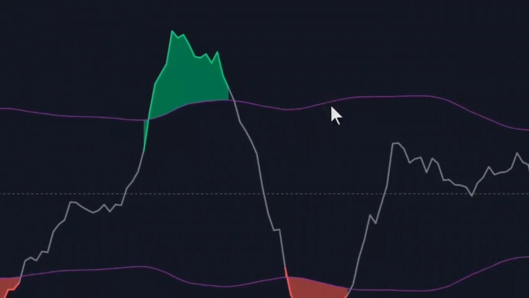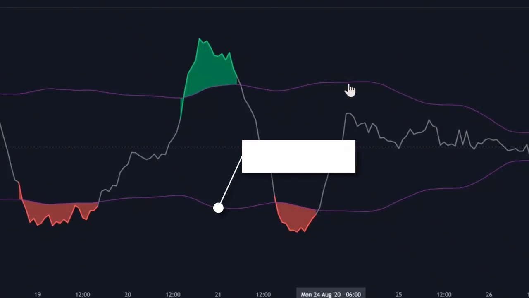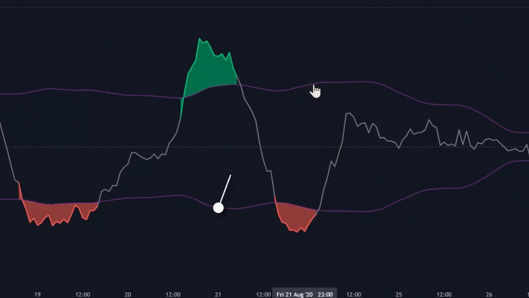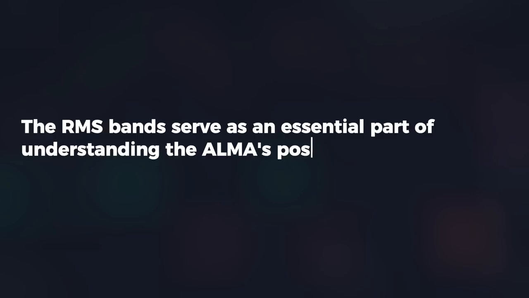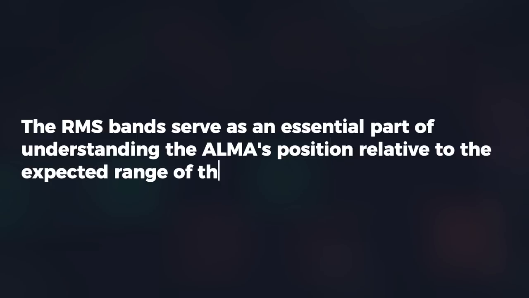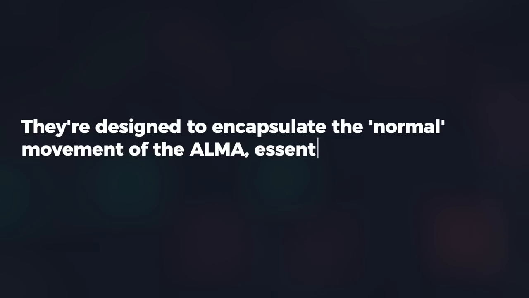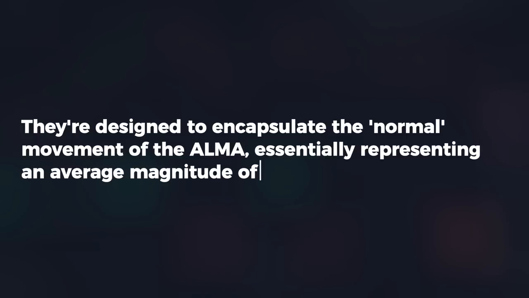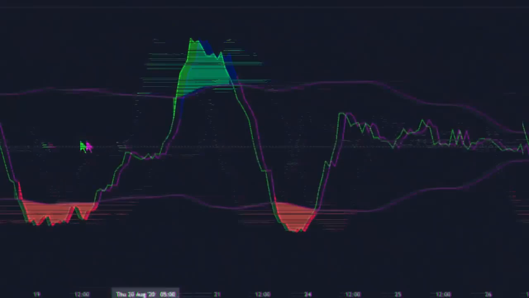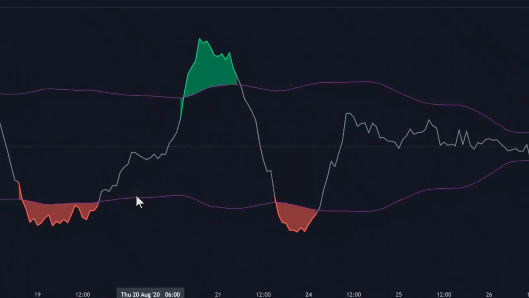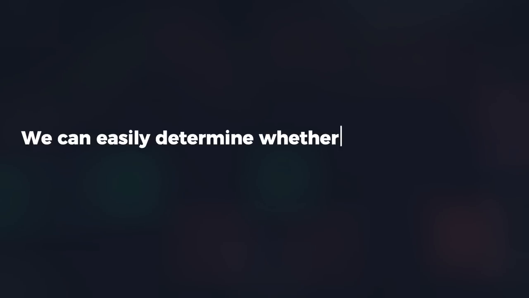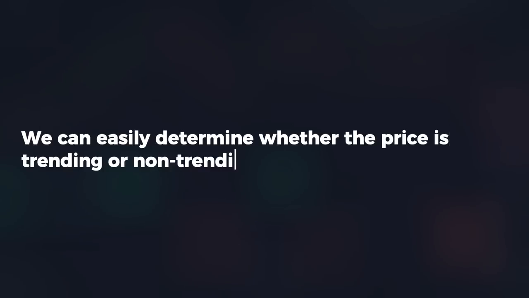Next, these purple lines right here are called the root mean square, or RMS band. The RMS bands serve as an essential part of understanding the ALMA's position relative to the expected range of the price action. They are designed to encapsulate the normal movement of the ALMA, essentially representing an average magnitude of the trend. By comparing the ALMA to these RMS bands, we can easily determine whether the price is trending or non-trending.